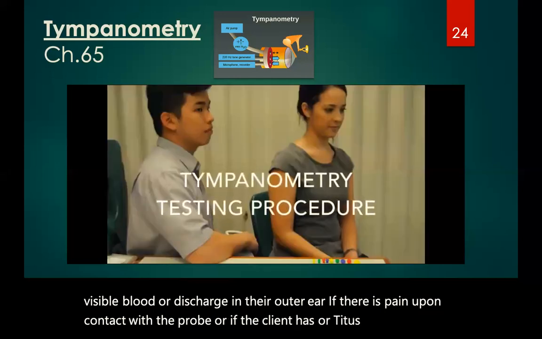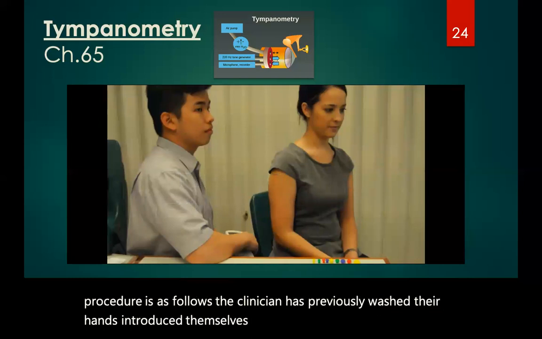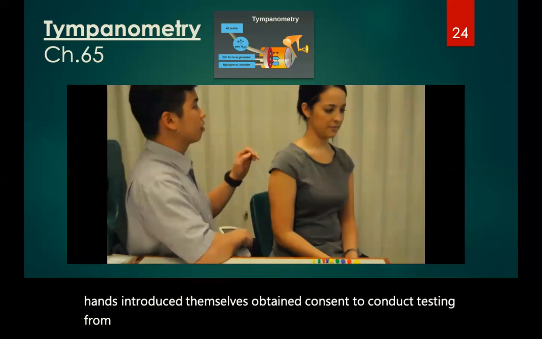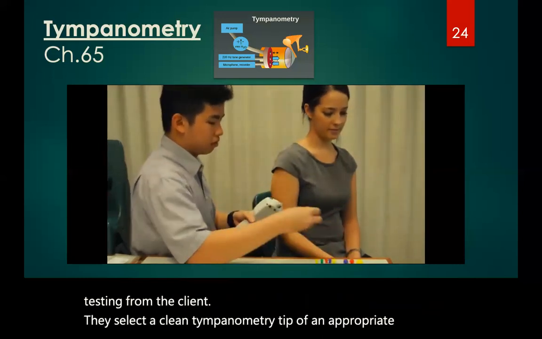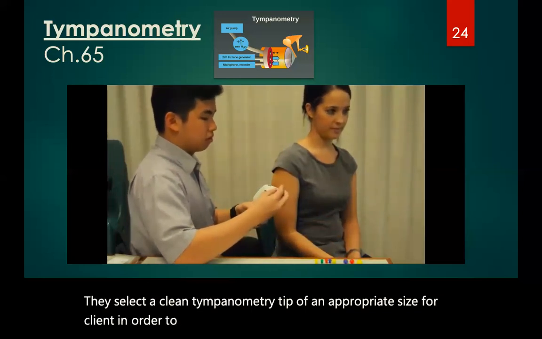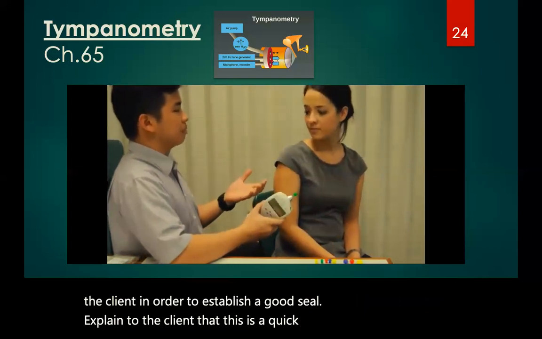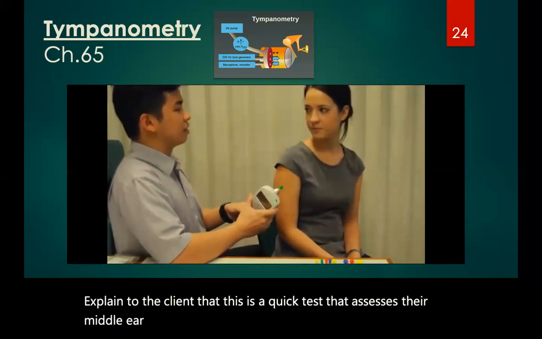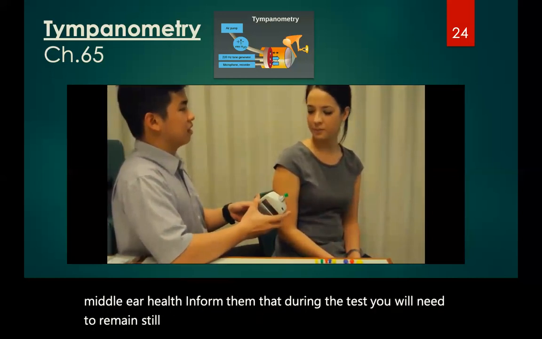Testing procedure is as follows. The clinician has previously washed their hands, introduced themselves, and obtained consent to conduct testing from the client. They select a clean tympanometry tip of an appropriate size for the client in order to establish a good seal. Explain to the client that this is a quick test that assesses their middle ear health. Inform them that during the test you will need to remain still and to not speak. You may hear some sounds and feel a change in pressure.